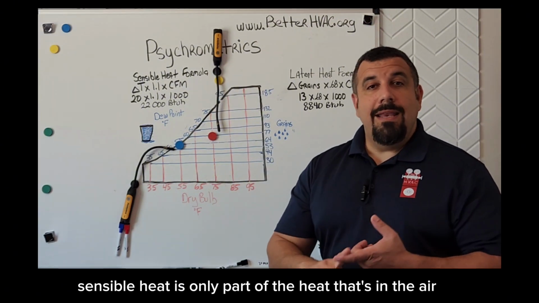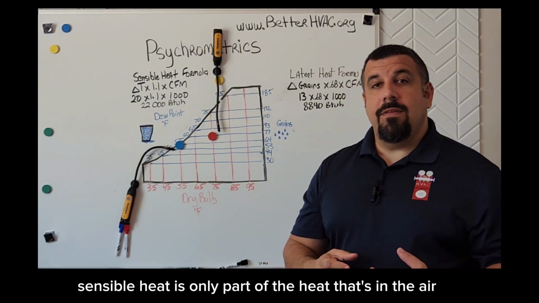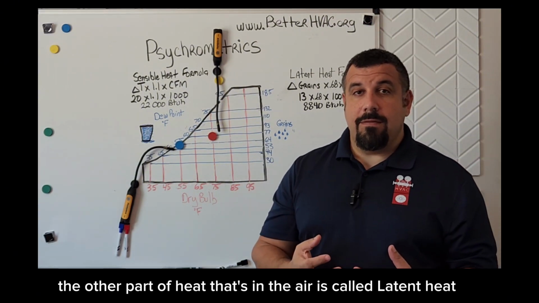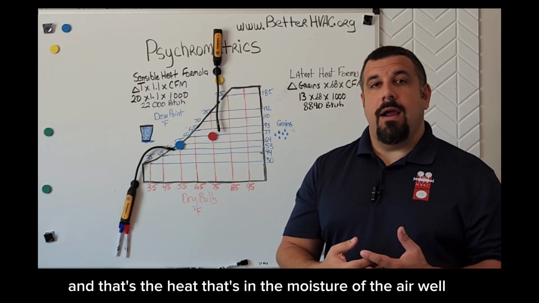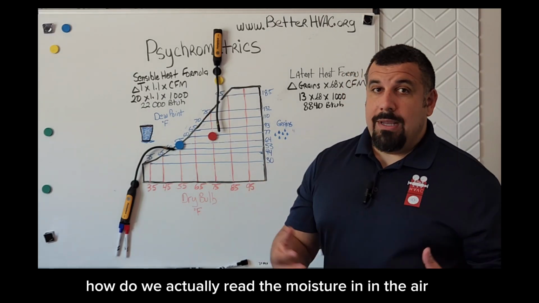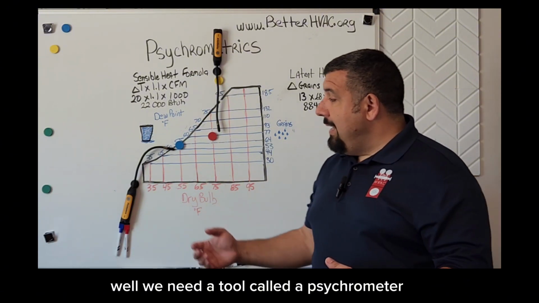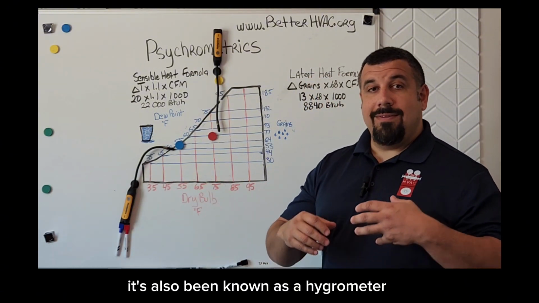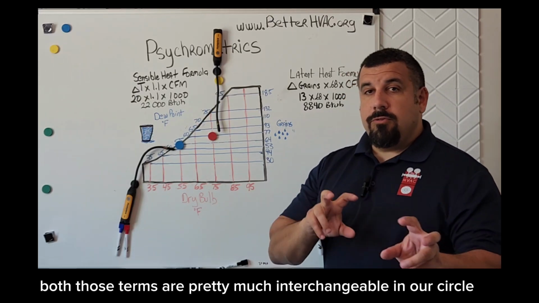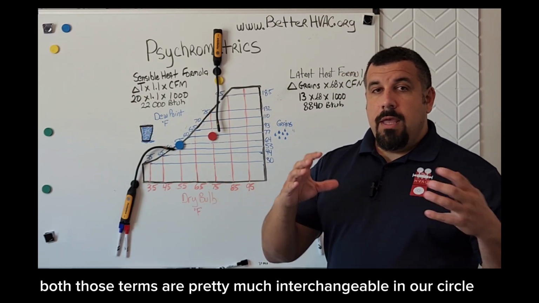Well, sensible heat is only part of the heat that's in the air. The other part of heat that's in the air is called latent heat, and that's the heat that's in the moisture of the air. Well, how do we actually read the moisture in the air? We need a tool called a psychrometer. It's also been known as a hygrometer. Both those terms are pretty much interchangeable in our circles.